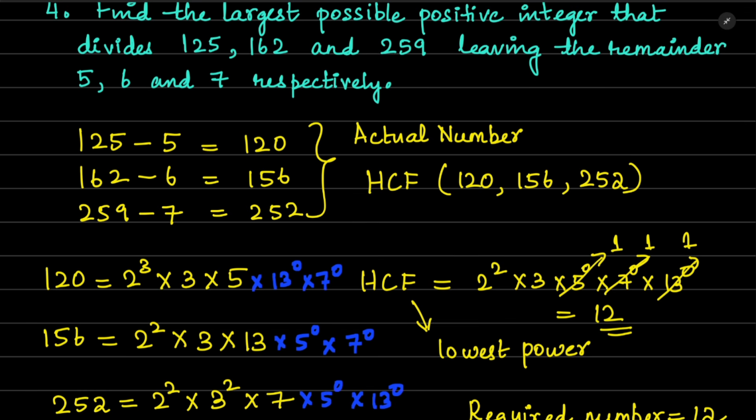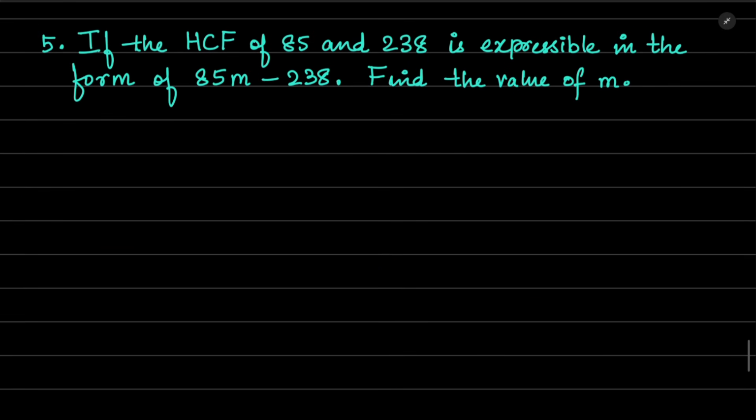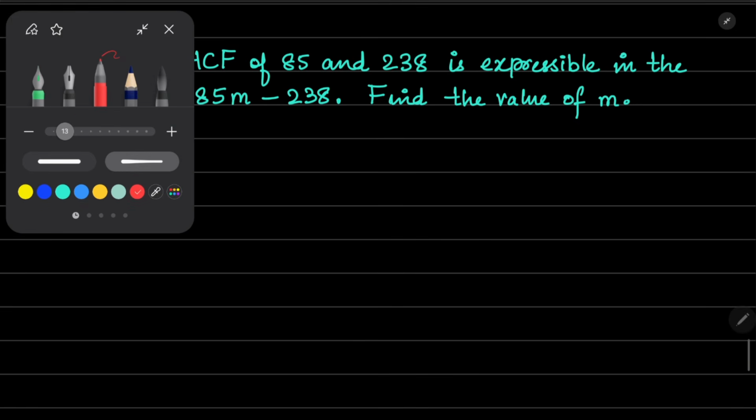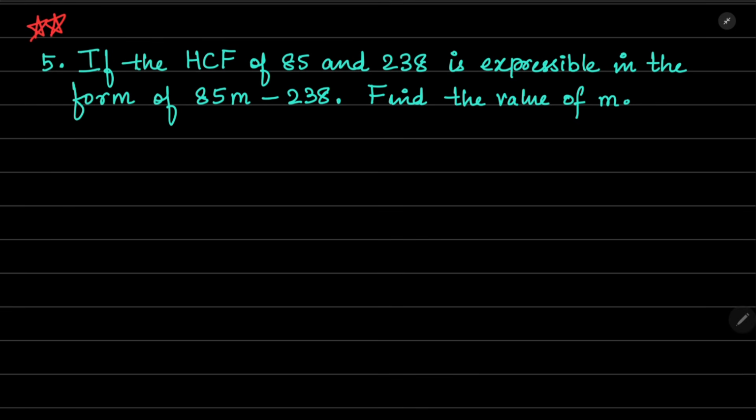Now, let us move on to the last question of the day. It is a very important question which has already been asked in the previous boards. So, if HCF of 85 and 238 is expressible in the form of 85m minus 238, find the value of m. So, you are given the HCF of the two numbers is expressed in the form of 85m minus 238. First of all, let us find what is the HCF of 85 and 238.